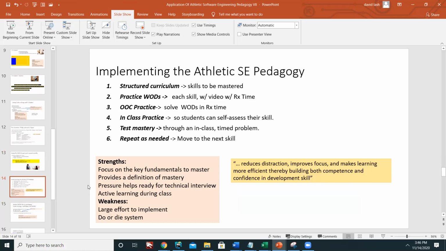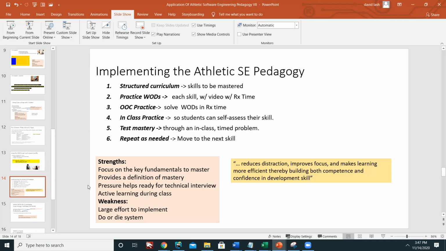So here's the way he does it. He structured the curriculum along a series of skills to be mastered. In order to get this framework going, you have these skills that you have to master. And he creates a workout of the day problem for each of the skills that have to be mastered. Then he'll have a video which has the solution, and he'll tell the students that they have to be able to solve this problem in, say, 15 minutes. And then he allows time for them to practice in groups in class.